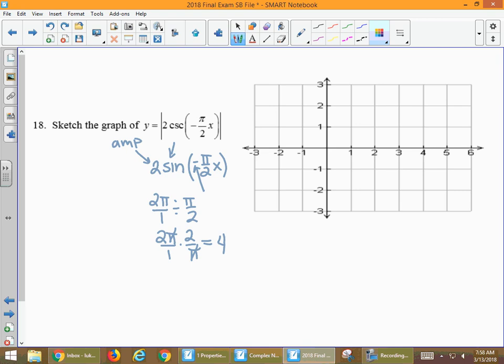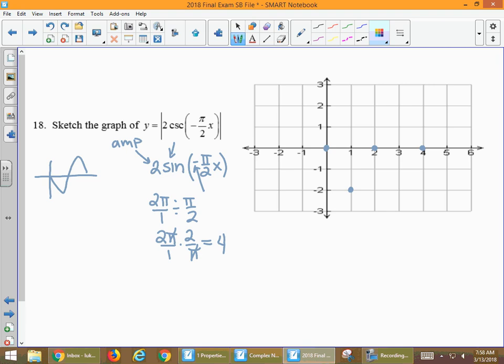So I'm going to start at 0, 0. Again, right now I'm totally ignoring the fact that we're doing cosecant and totally ignoring the absolute value. One period of function happens at 4 units. Halfway in between, I cross my midline. Halfway in between my first two, I'm going to have a minimum since I have a reflection. And remember, for sine, a reflection over x and a reflection over y are both going to go down first and then up.